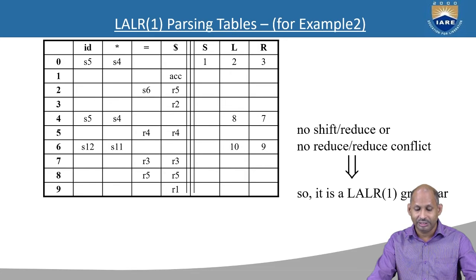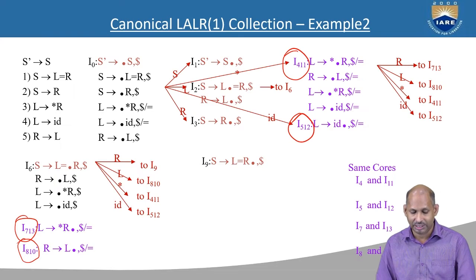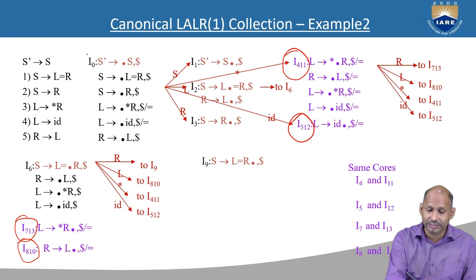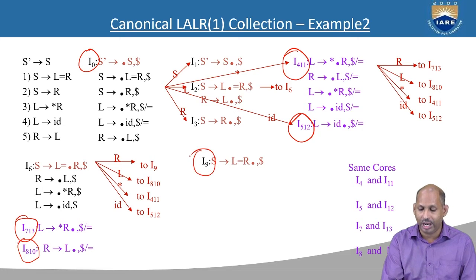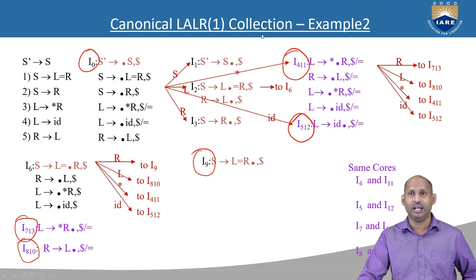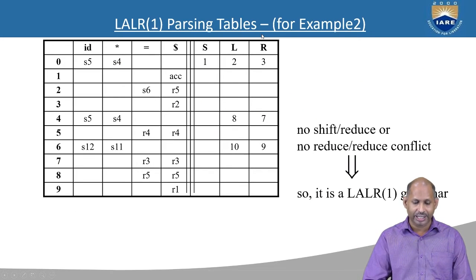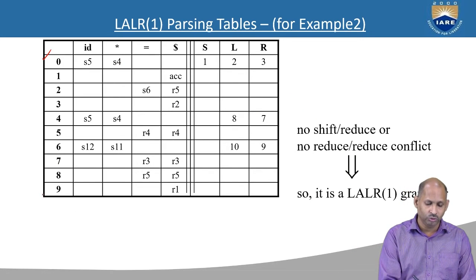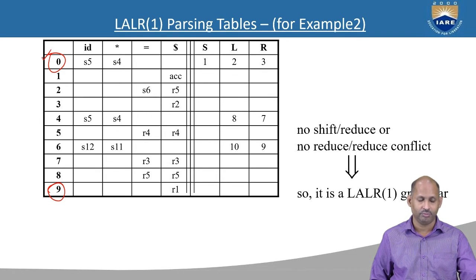Construction of the table will be the same as previous. Here, what are the states here? I0 to I9. So simply we are adding 0 to 9.